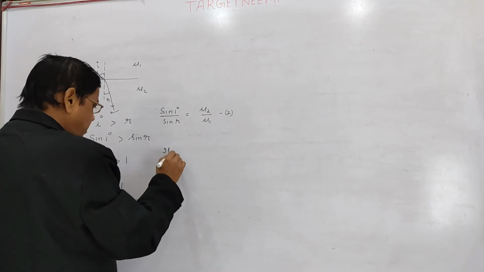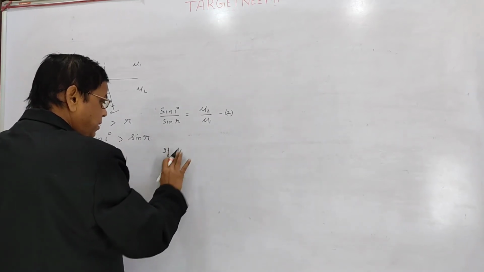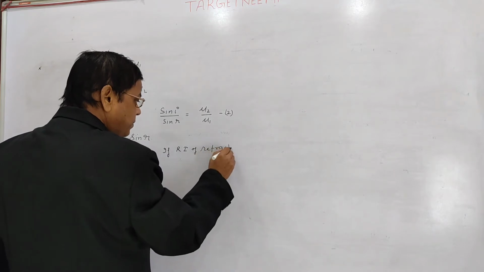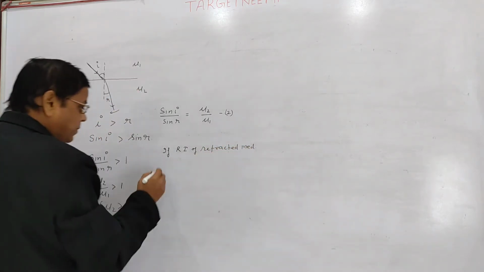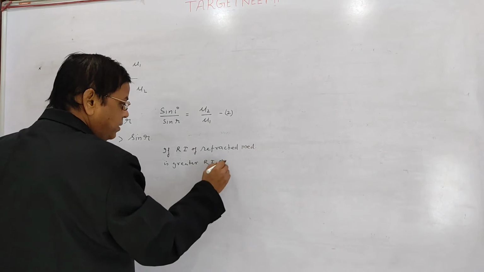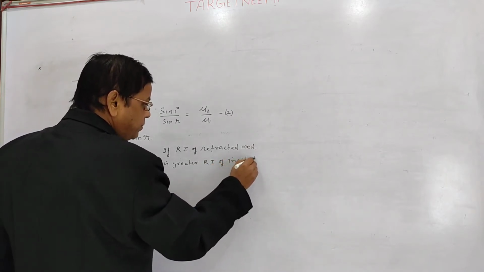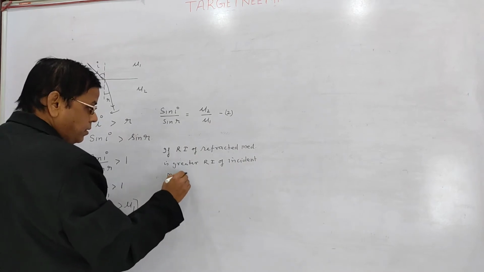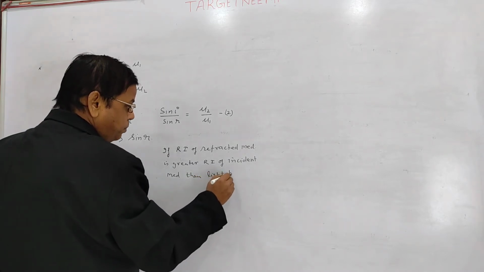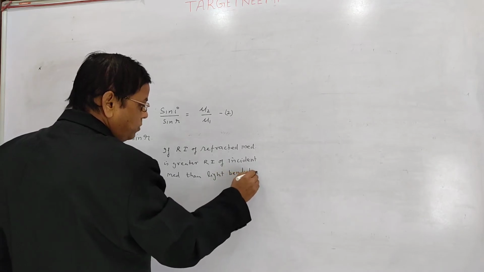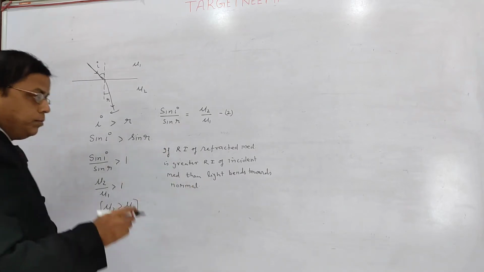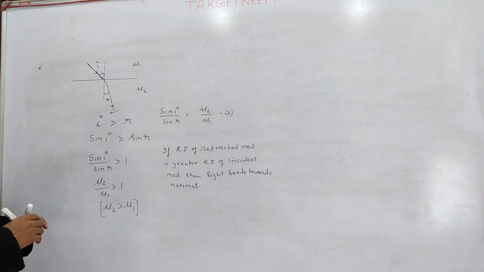If refractive index of refracted medium is greater than refractive index of incident medium, then light bends towards normal when it goes from incident medium to refracted medium.